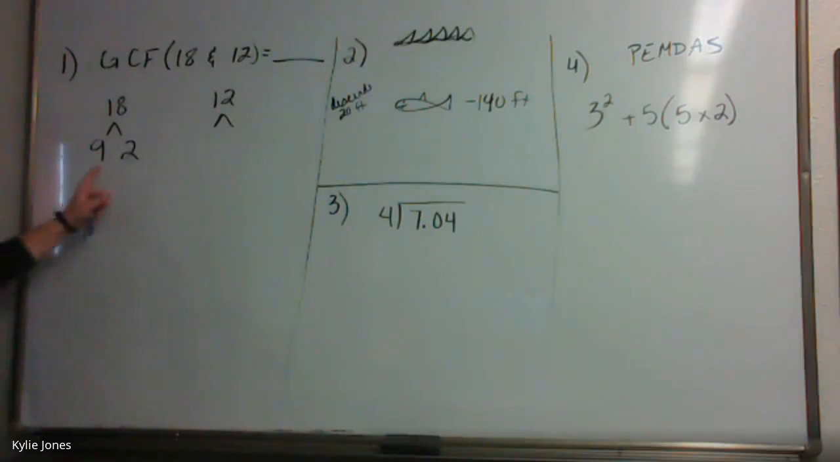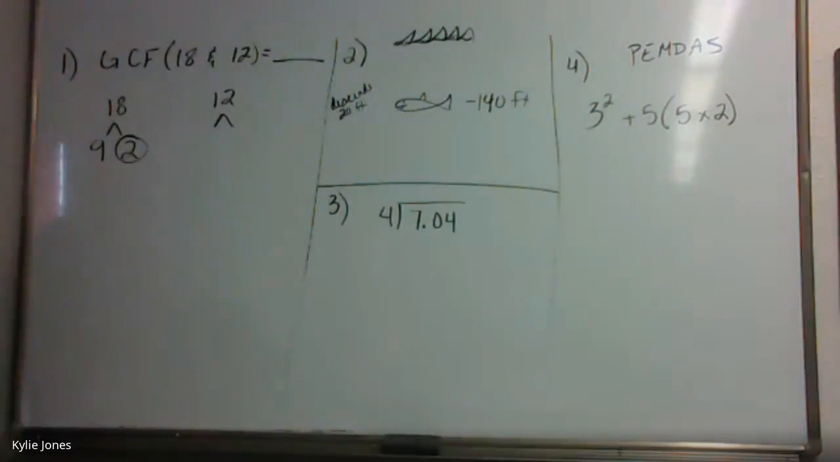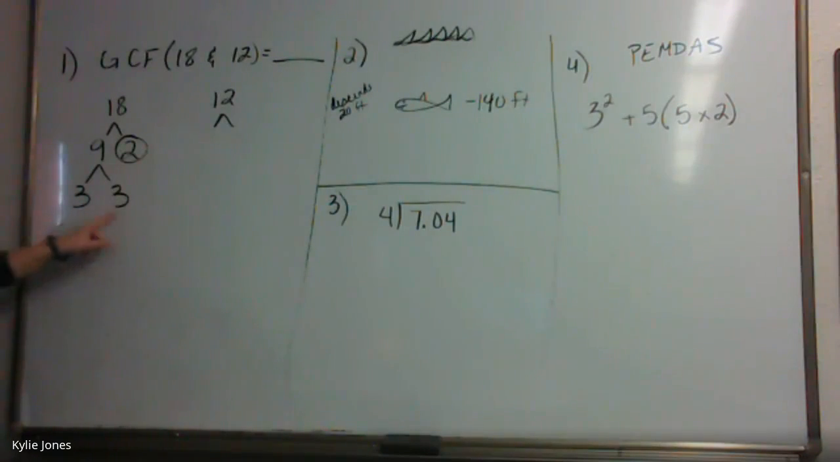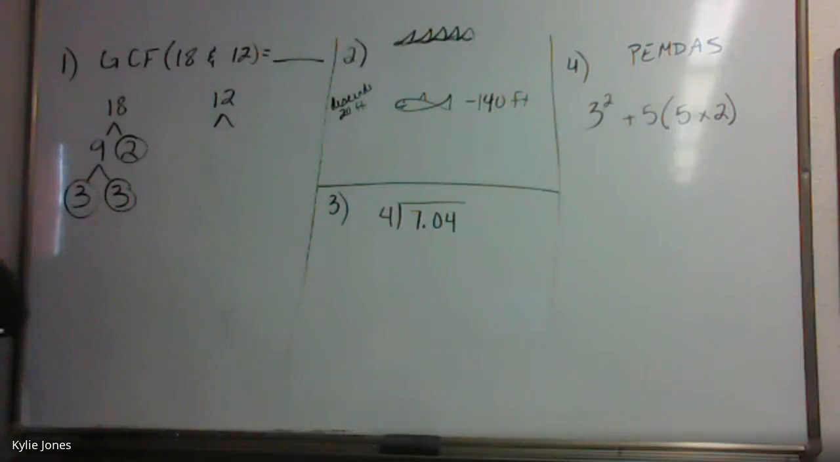And then we can circle the prime numbers. Are either of these prime? 2 is. So we can circle that. Good. And then what numbers are going to multiply into 9? 3 and 3. 3 times 3. All right. Is 3 a prime number? Yes. The only number that multiplies into 3 is 1 times 3. So those are prime. So we're done with that one.